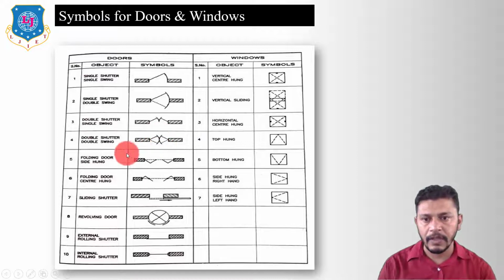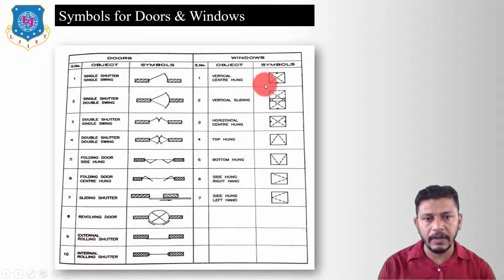Folding door side hung means a slider, or we can say a folding door. Folding door center hung means the folding door will be hung at the center point. If this is the shutter of the door, then it is hung at the center at this point. Sliding shutter, this is the symbol for the sliding shutter. This is the symbol for the revolving door. External rolling shutter: if a shutter has an external rolling, then we show the shutter in the external direction. Internal rolling shutter will be shown at the center of the wall. And these are the symbols of the windows.